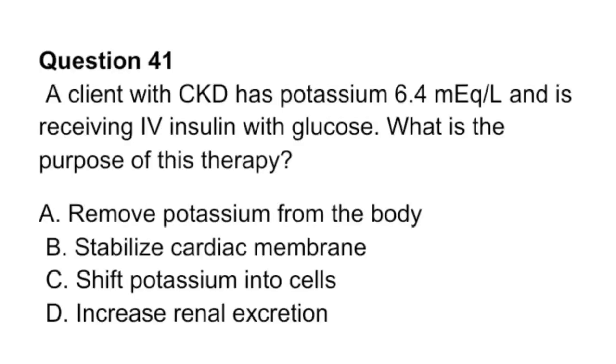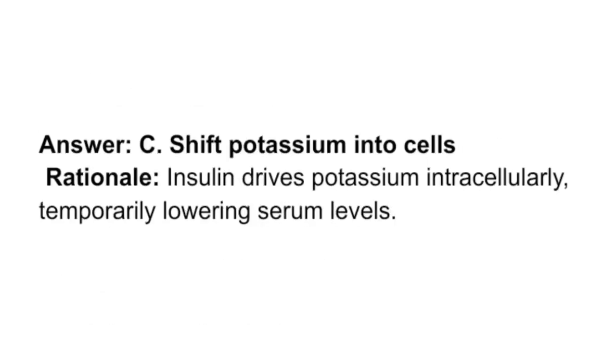Question 41. A client with CKD has potassium 6.4 milliequivalents per liter and is receiving IV insulin with glucose. What is the purpose of this therapy? A. Remove potassium from the body. B. Stabilize cardiac membrane. C. Shift potassium into cells. D. Increase renal excretion. Answer: C. Shift potassium into cells. Rationale: insulin drives potassium intracellularly, temporarily lowering serum levels.